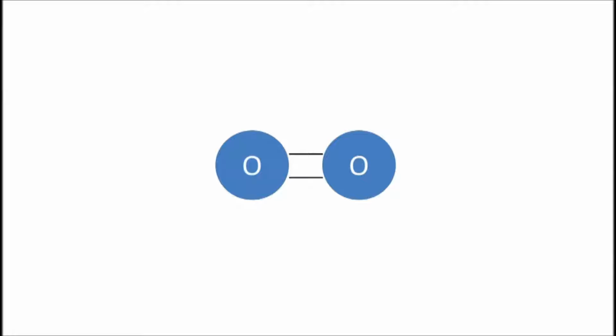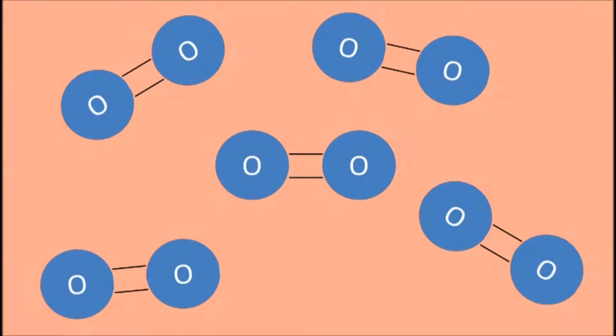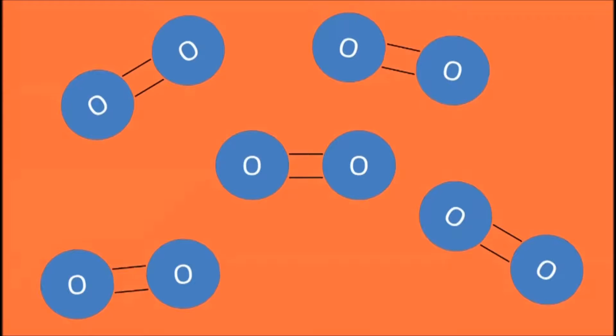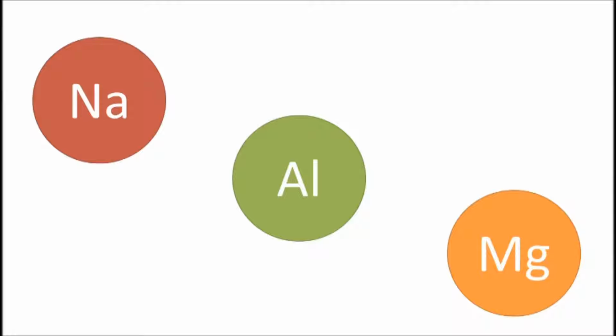While the intramolecular forces of attraction are strong and difficult to overcome with physical means, the intermolecular forces of attraction, known as van der Waals forces, are weak and can be easily overcome with heat energy, giving covalent molecules low melting and boiling points. What then about metals?